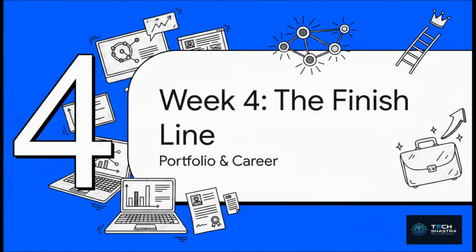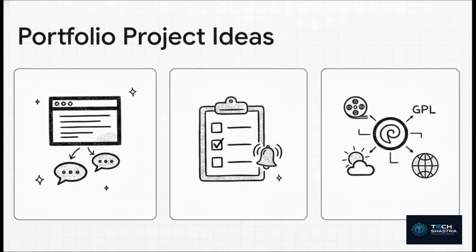We made it to week 4, the home stretch. This is where we put it all together and focus on the end game, building a portfolio that actually gets you hired. Look, knowing the theory is one thing, but employers, they want to see what you can actually build. So here are a few killer project ideas. A blog API is a classic for a reason. It touches on everything. A to-do app that uses subscriptions for real-time updates, that's really impressive.